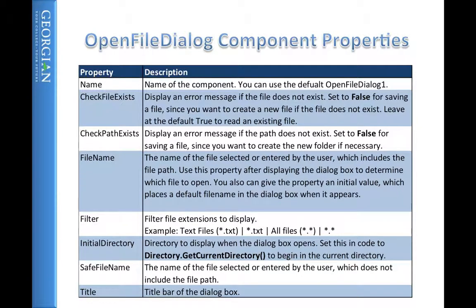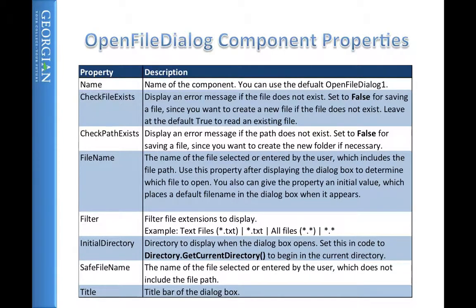I can set this to false for saving a file since you want to create a new file if the file does not exist, right? I can check if the path exists. I can do that kind of thing as well. And I can display an error message for this. I can specify a file name, so a default file name that will appear in your dialog. So an example would be this.